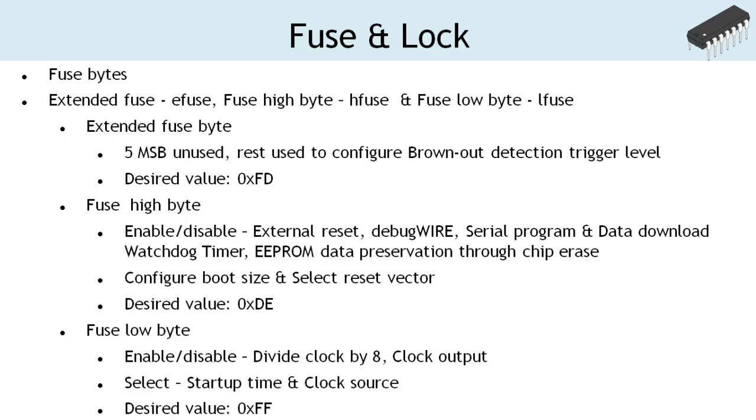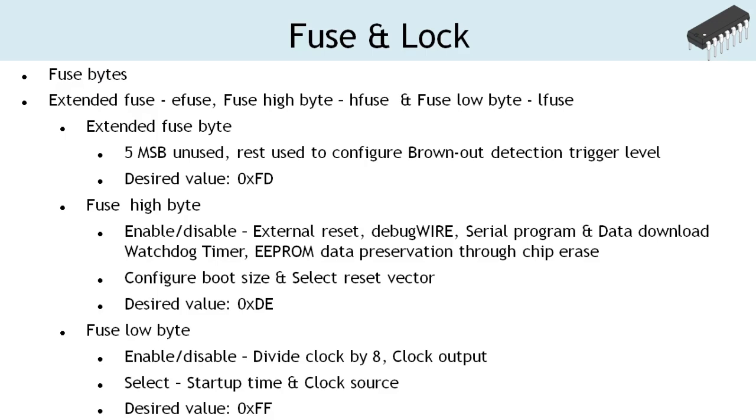The fuse low byte is used to enable or disable divide clock by 8 and clock output. It is also used to select the startup time and clock source. We shall program the fuse byte with the value FF.